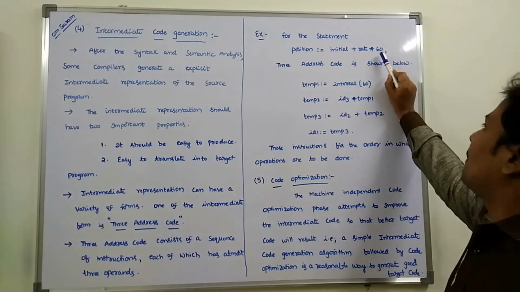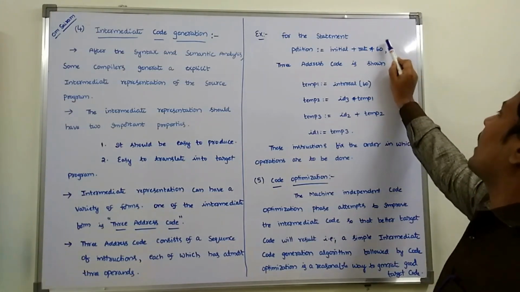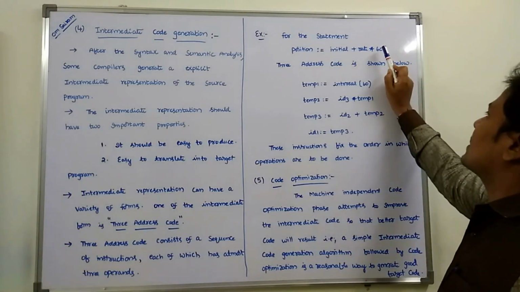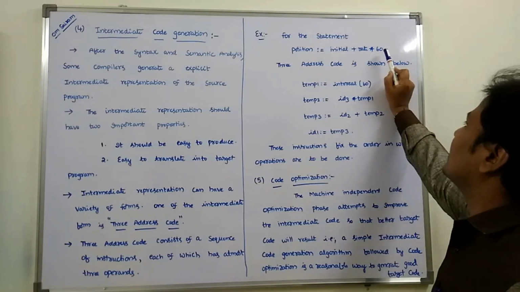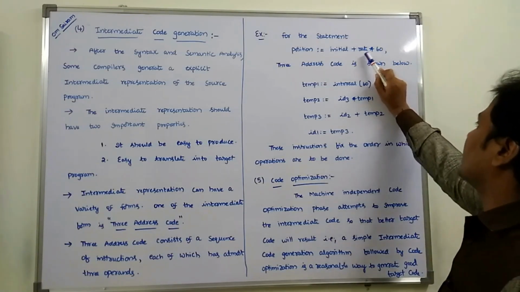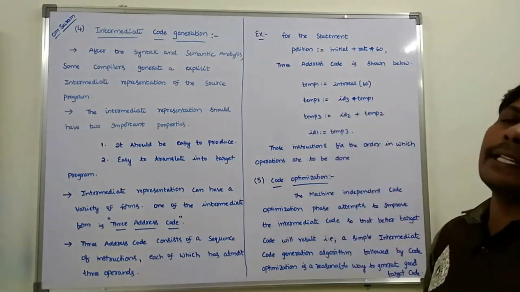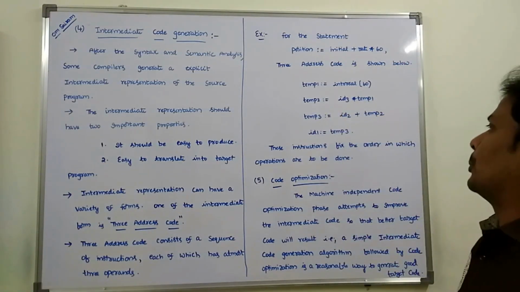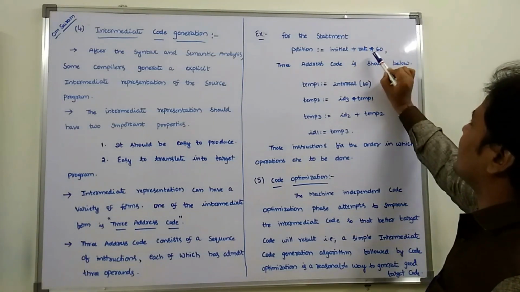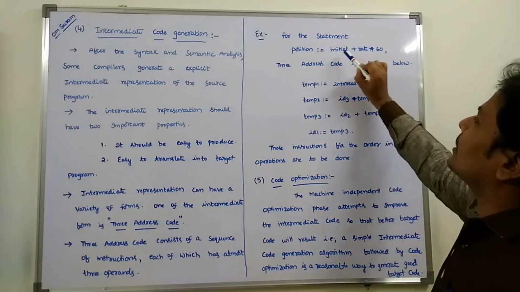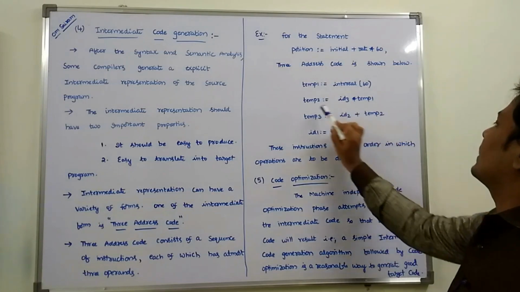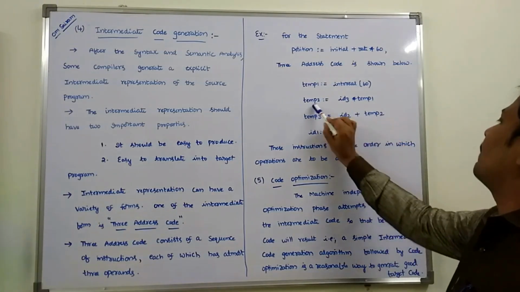First, temp1 is equal to int to real of 60. That is the first statement. Second statement is whatever result we are getting, that result is multiplied with identifier ID3, and that result can be assigned to temp2. Next, whatever result we are getting after this, temp2, can be added to the identifier ID2.